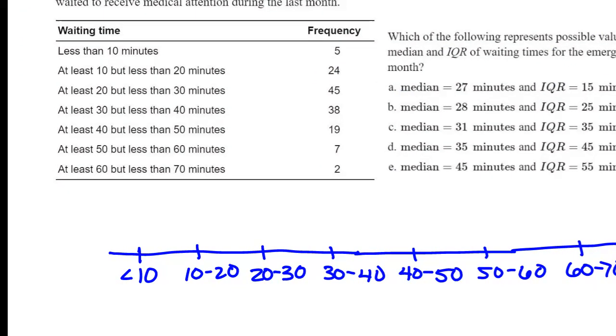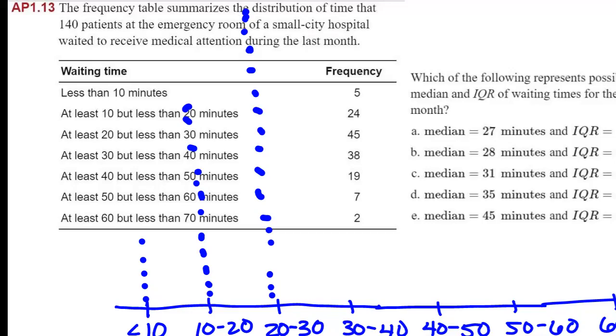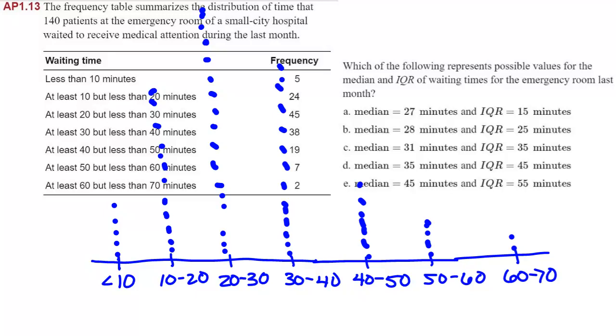So less than 10 minutes, we've got 5. One, 2, 3, 4, 5. And then 24, so this is going to go up much higher. I'm not going to do every single dot on here. 45, this one's going to go up even higher. Then 38, 19, 7, and 2. So this is the basic shape of my distribution. Sorry, I drew all over that. And I don't have enough room or time to make all of those dots.